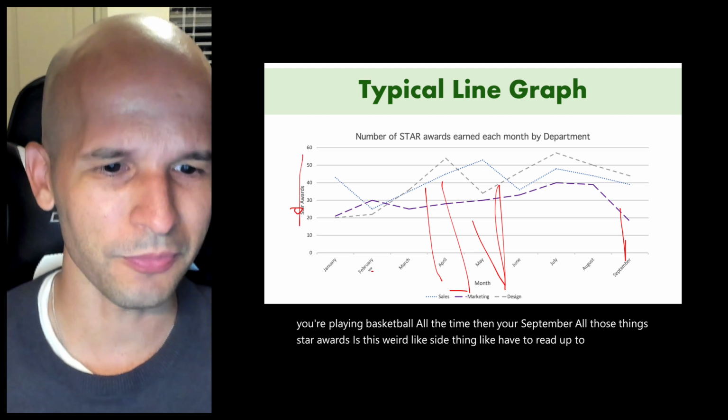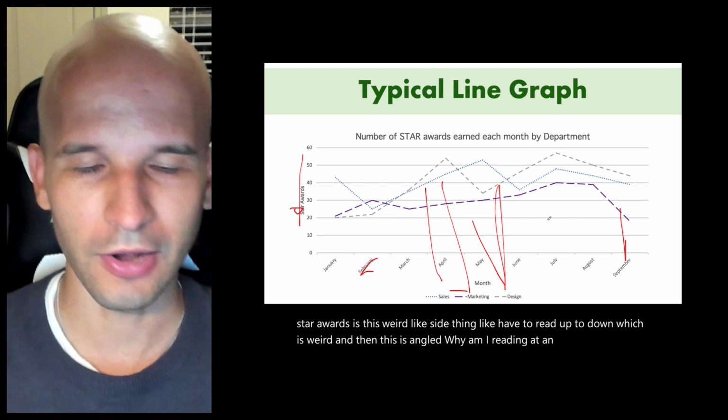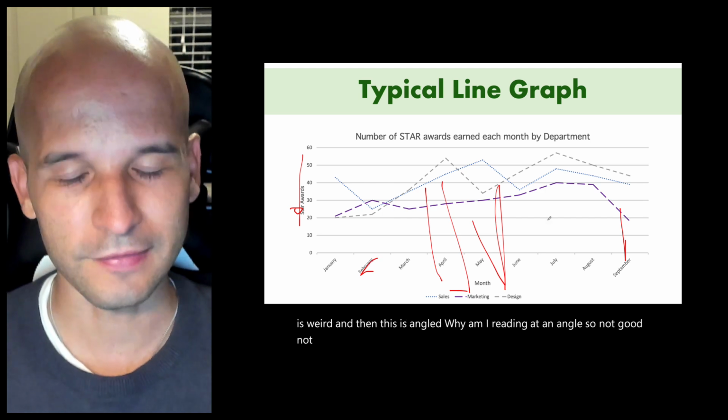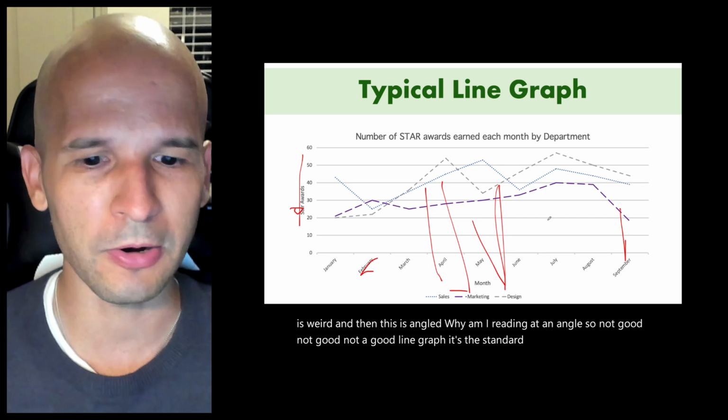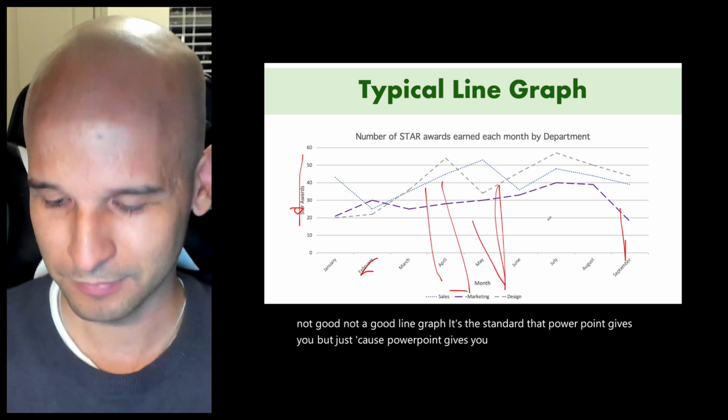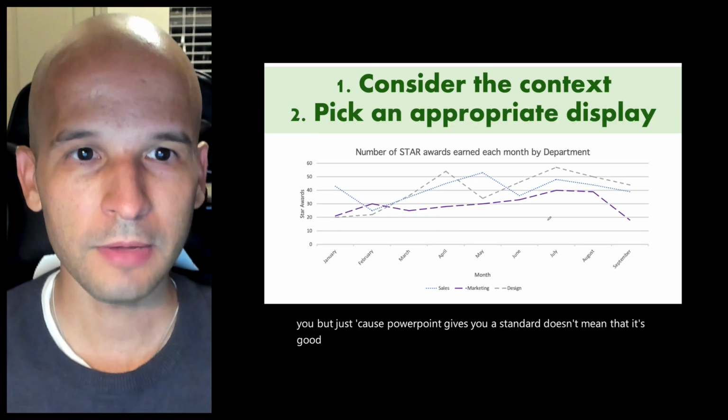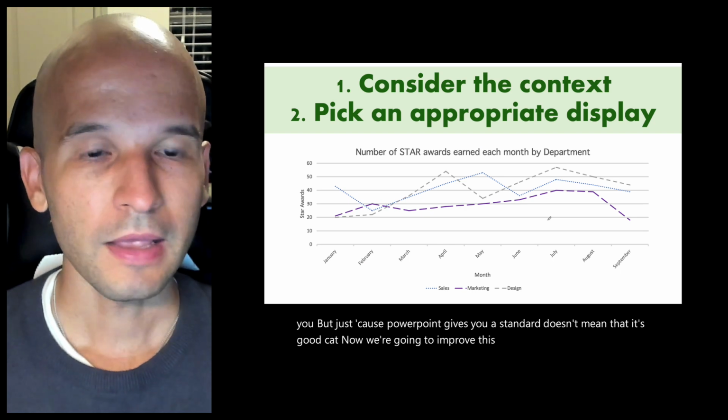And then this is angled. Why am I reading at an angle? So not good. Not a good line graph. It's the standard that PowerPoint gives you, but just because PowerPoint gives you a standard doesn't mean that it's good. Okay. Now, if we're going to improve this, the first thing we want to do is we need to consider the context.